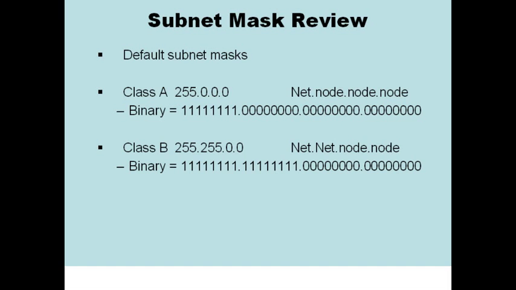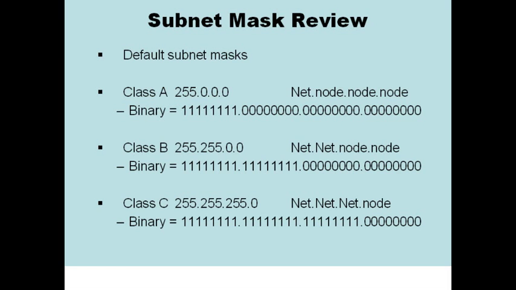Class B default is 255.255.0.0. So the first two octets deal with the network portion, and the last two deal with the node portion. In binary, we have 16 ones and 16 zeros. And Class C, 255.255.255.0, the first three octets deal with the network portion, and the last octet deals with the node or host portion. And in binary, we have 24 ones and 8 zeros, and this is suitable for small networks with a small amount of computers. Now let's talk subnetting.